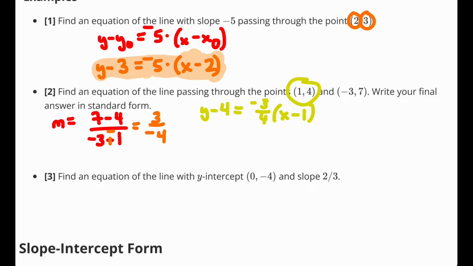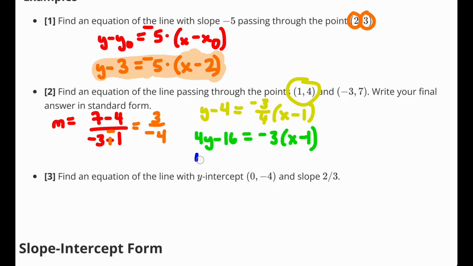So first thing I'm going to do is actually get rid of that fraction. So I'm going to multiply both sides by 4, which means I'm going to multiply everything by 4. And this is going to be like that, x minus 1. Okay, and if you remember, standard form has to have that ax plus by equals c format. So that's what I'm going to look for right here.